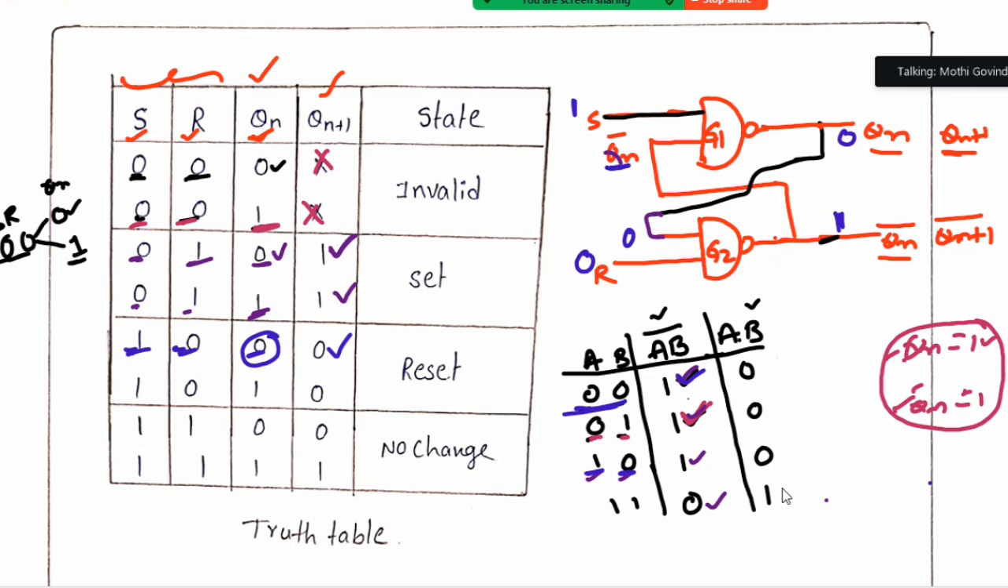So this 1 output is given to the input of this. Now this will become 1. Both are 1 1. What is the output? 0. Okay? That's why I wrote 0 here. Next.